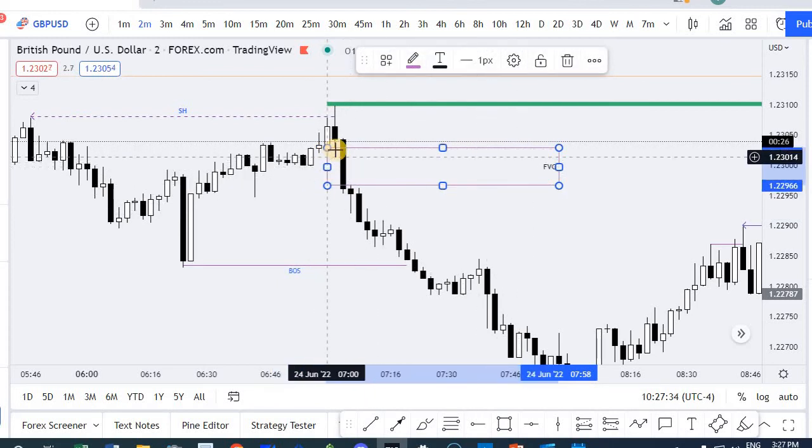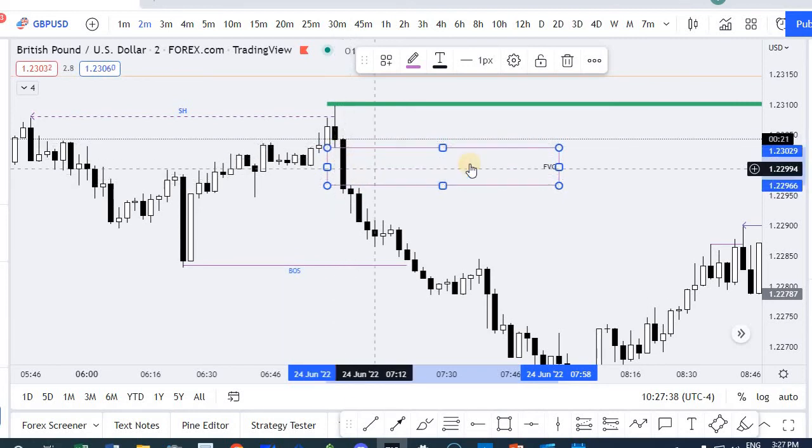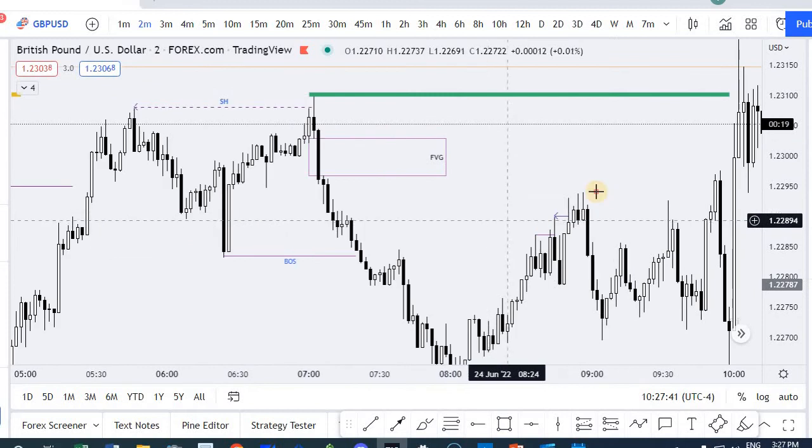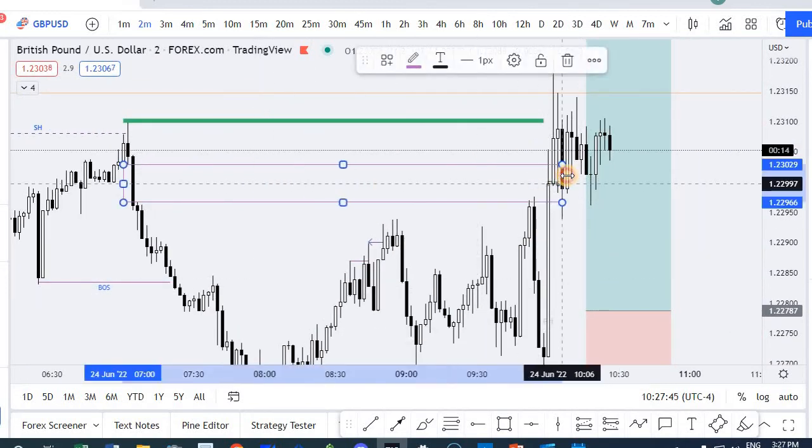You can see that we have a gap between this candle's low and this candle's high. This is the imbalance. Market will most likely want to trade back into it, and you can see what market did, it traded back into the imbalance.